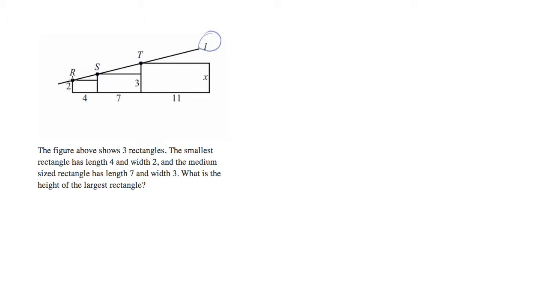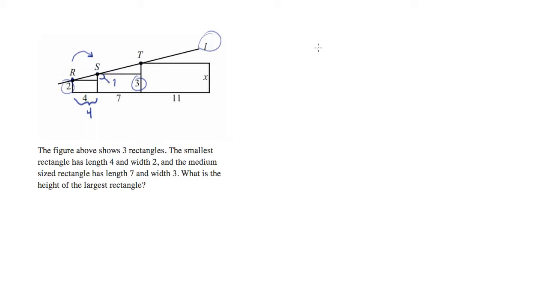For example, when we go from point R to point S, we're going over 4, and we're moving up 1. It's the 1 that's key. We have a height of 2 on R, a height of 3 on S. So we're moving over 4 and up 1.